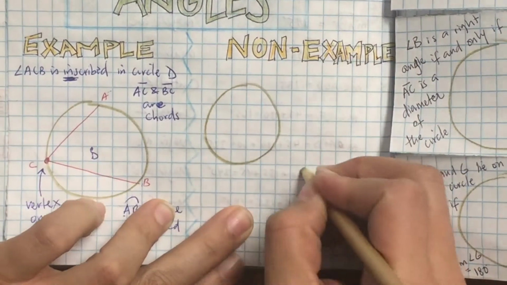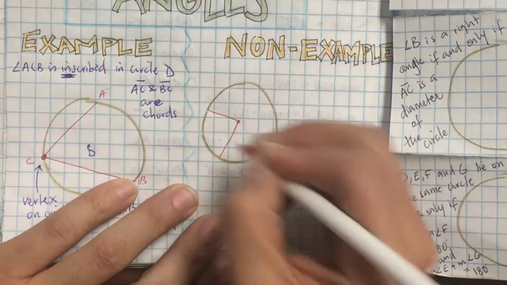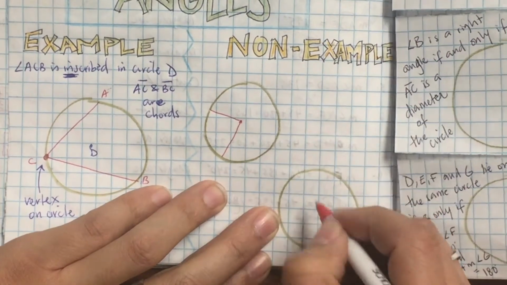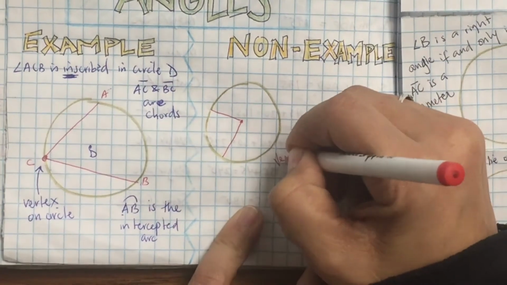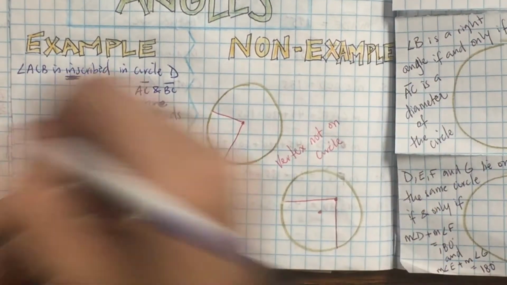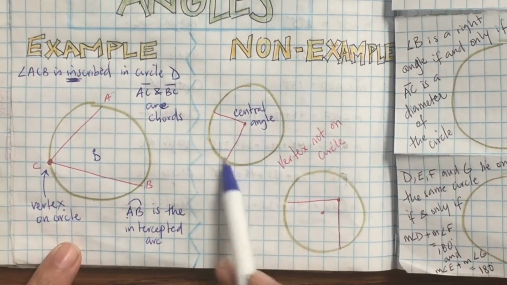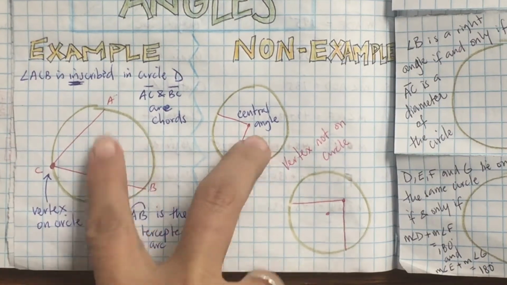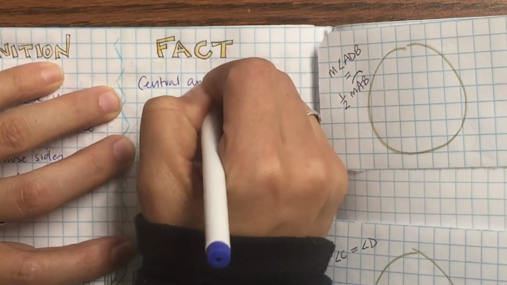Alright, let's look at some non-examples. So remember, an inscribed angle starts on the vertex. That's not an inscribed angle, that's a central angle. This is not an inscribed angle because the vertex is not on the circle. So remember, if the vertex is in the center, it's a central angle. And there's a special relationship between the central angle and the intercepted arc, which we're going to take a look at. So here's the fact.